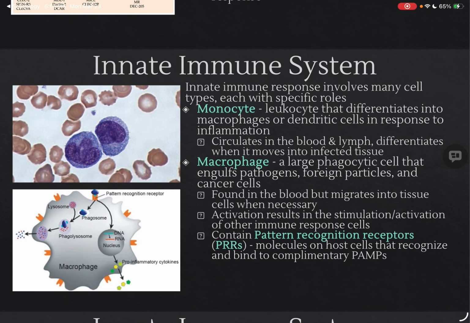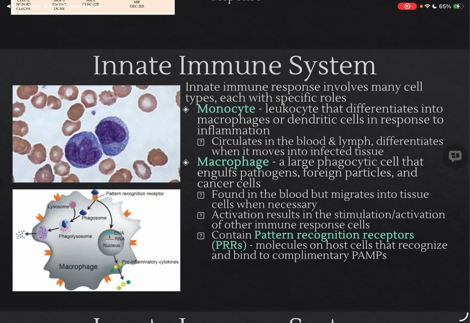The innate immune system also involves a ton of cell types. We're going to go over a few. It's going to seem like a lot, but trust me, you could get way more in depth in the immune system. Starting off with our monocytes. These are leukocytes, white blood cells, that differentiate into macrophages or dendritic cells in response to inflammation. They circulate in the blood and lymph, and they help differentiate when they move to the infected tissue.